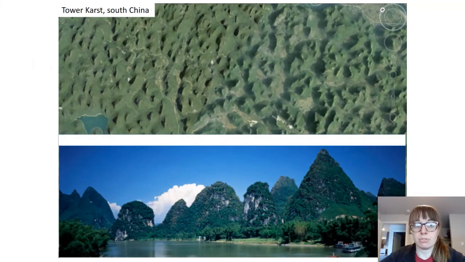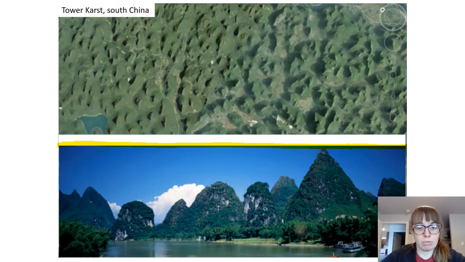So as I mentioned, in South China, there is also something called tower karst, which is a weird type of karst where the land surface used to be, here I'm drawing with yellow for you, all the way up here, and the land dissolved away, everything except these weird looking mountains that are left behind. So this is a weird example of karst topography.